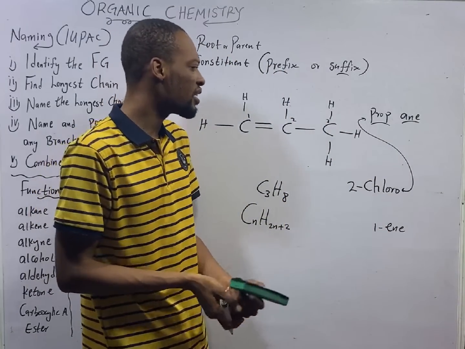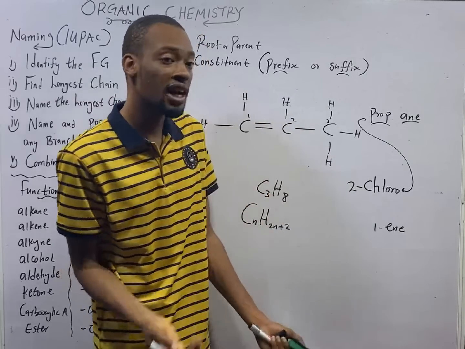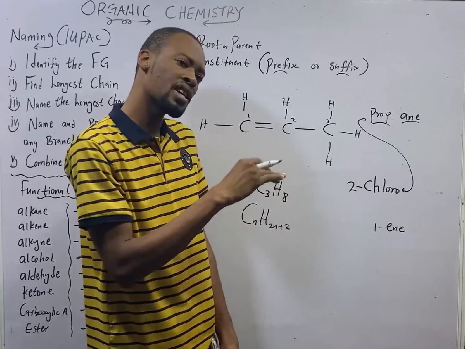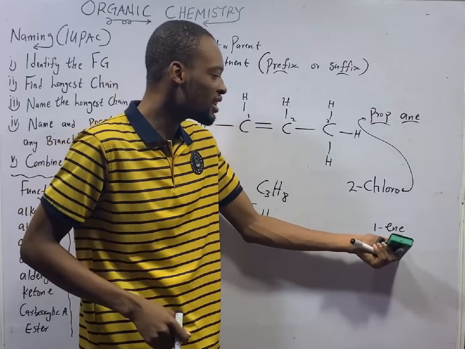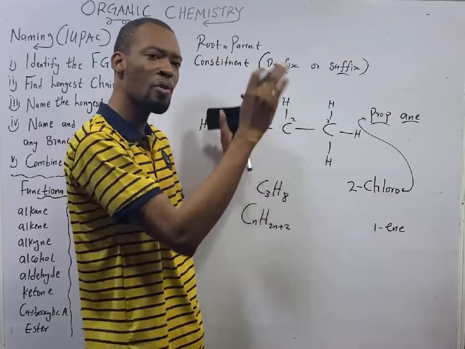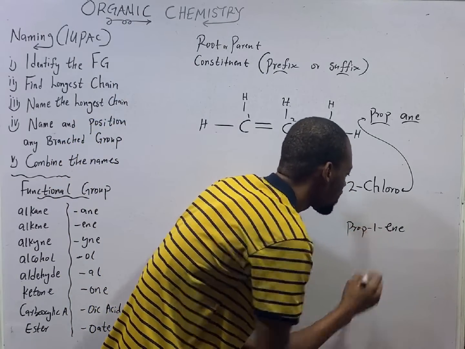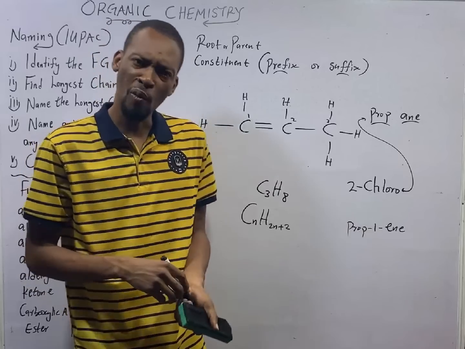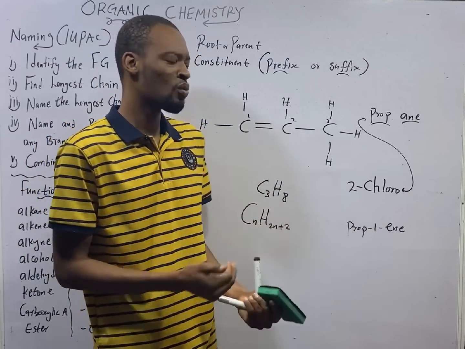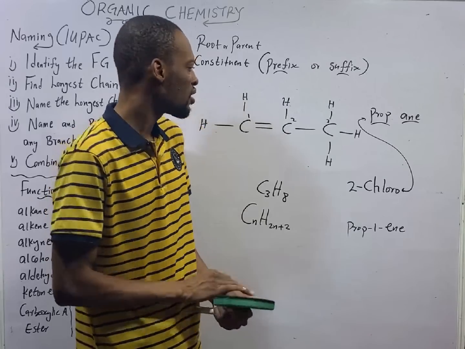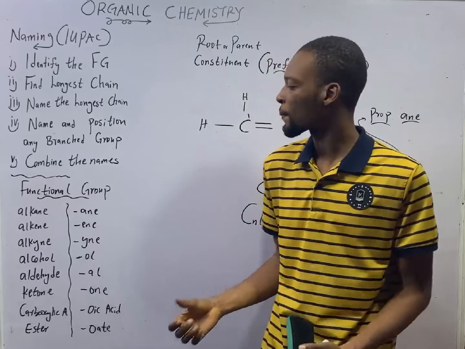And what is the longest chain? This is 1, 2, 3. 3 carbons. And in the 3 carbons, the double bond is on carbon 1. So we need to show that the ene is on carbon 1 and the compound is prop. So prop-1-ene or propan-1-ene. That is it. We've not really started naming of compounds, but I am giving you the basics, the homework.